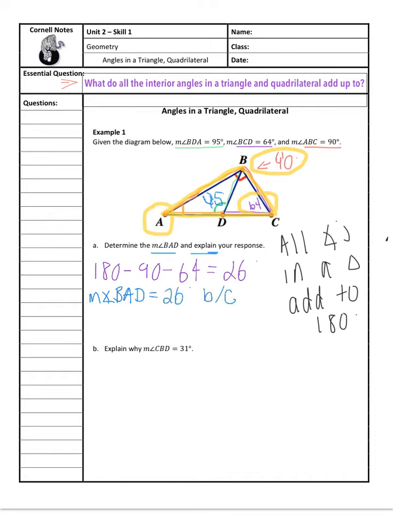because, and again it said explain, so we have to explain our reasoning. Angles in a triangle add to 180 degrees. Okay. So that's our first answer.